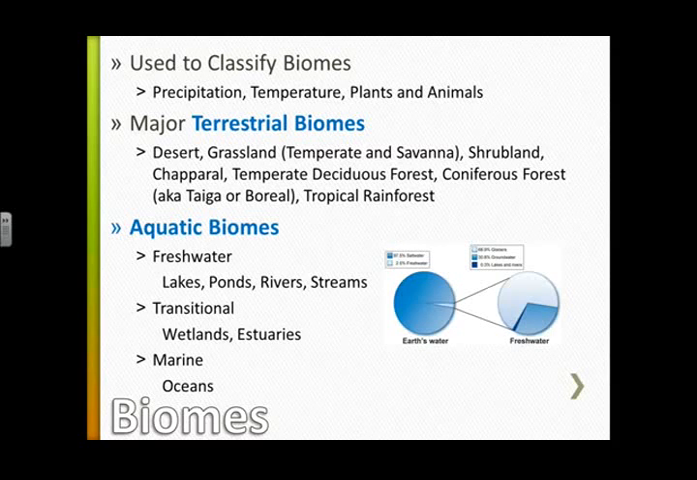oceans. And over here, you can see that of the aquatic biomes, a majority of them fall under the ocean spectrum, being that saltwater. And then within our freshwater, most of it is held up in glaciers. So very little of the planet is freshwater biome.